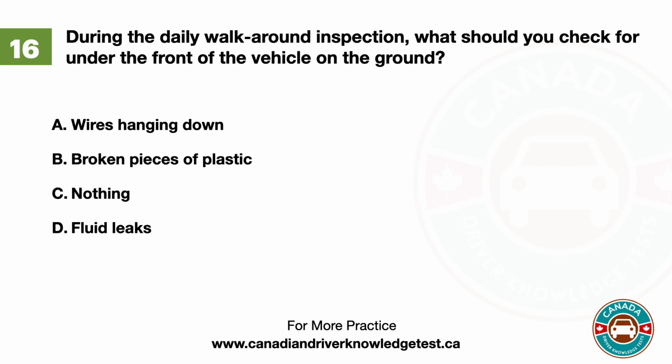Question 16. During the daily walk-around inspection, what should you check for under the front of the vehicle on the ground? A. Wires hanging down. B. Broken pieces of plastic. C. Nothing. D. Fluid leaks. The answer is D.